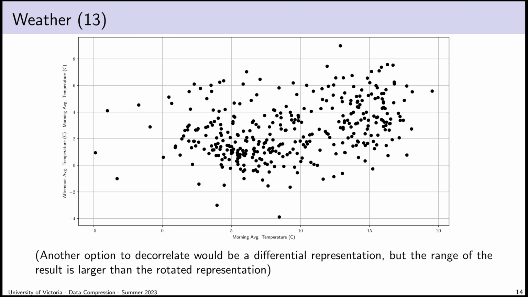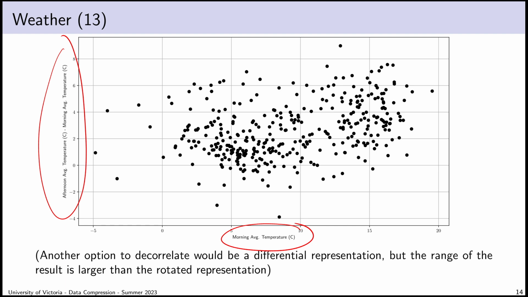Now, that isn't the only way I could decorrelate. There are other options. So another option would be, instead of saying distance along the line and distance away from the line, I could instead say, let's just plot the original x coordinate as is. So I'll plot the morning temperature as my transformed x. For my y-axis, I will plot the difference between morning and afternoon. So I'll use a differential representation. This would also work, and you'd get, to some extent, the same effect.